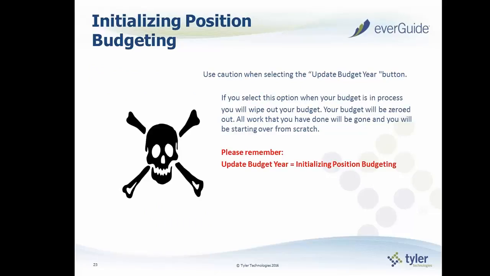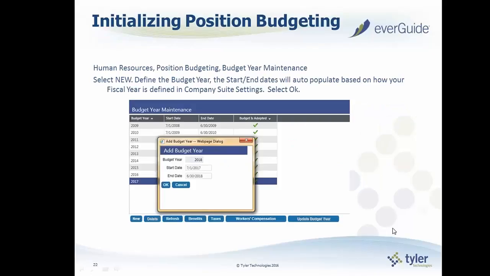So let me go back one. See in the background here in the lower right corner, it says Update Budget Year. So I would say OK to this item, then I would highlight it in the background like that blue, and then hit Update Budget Year. That is what initializes position budgeting.